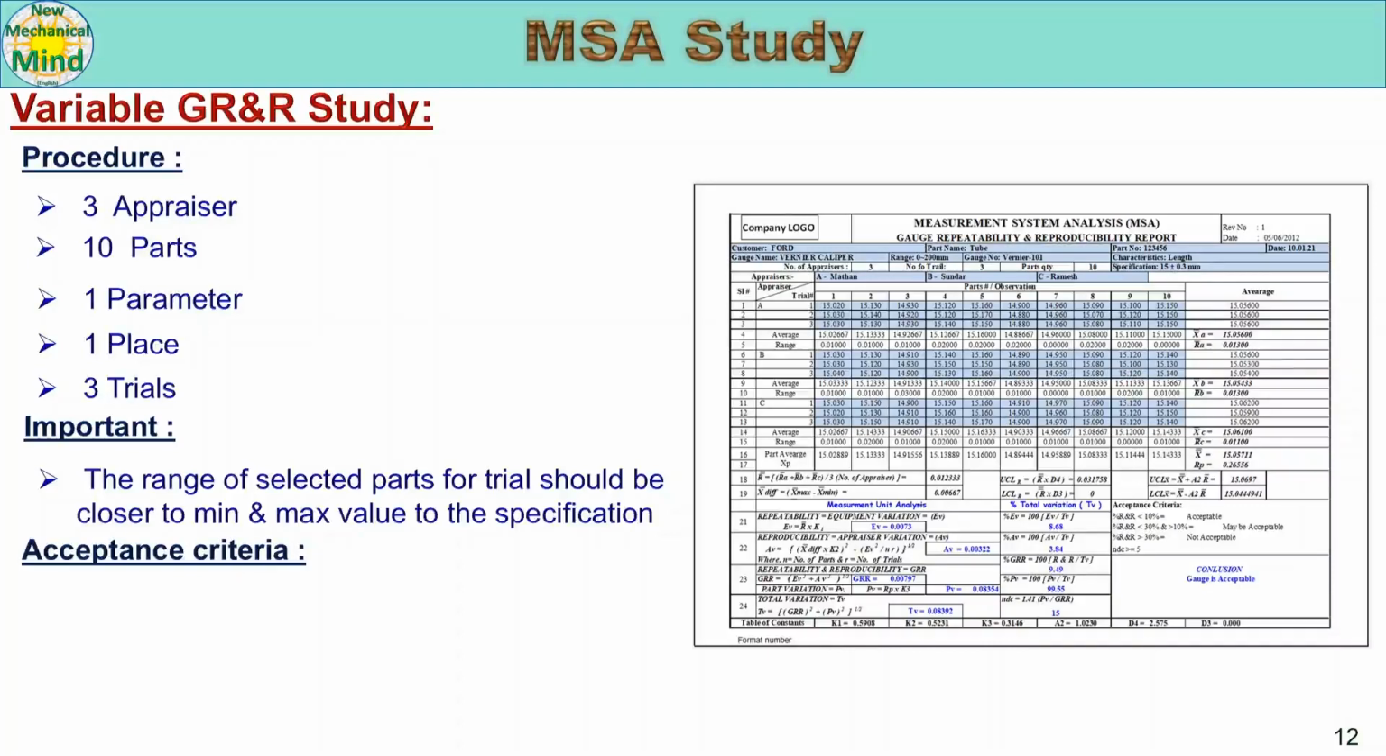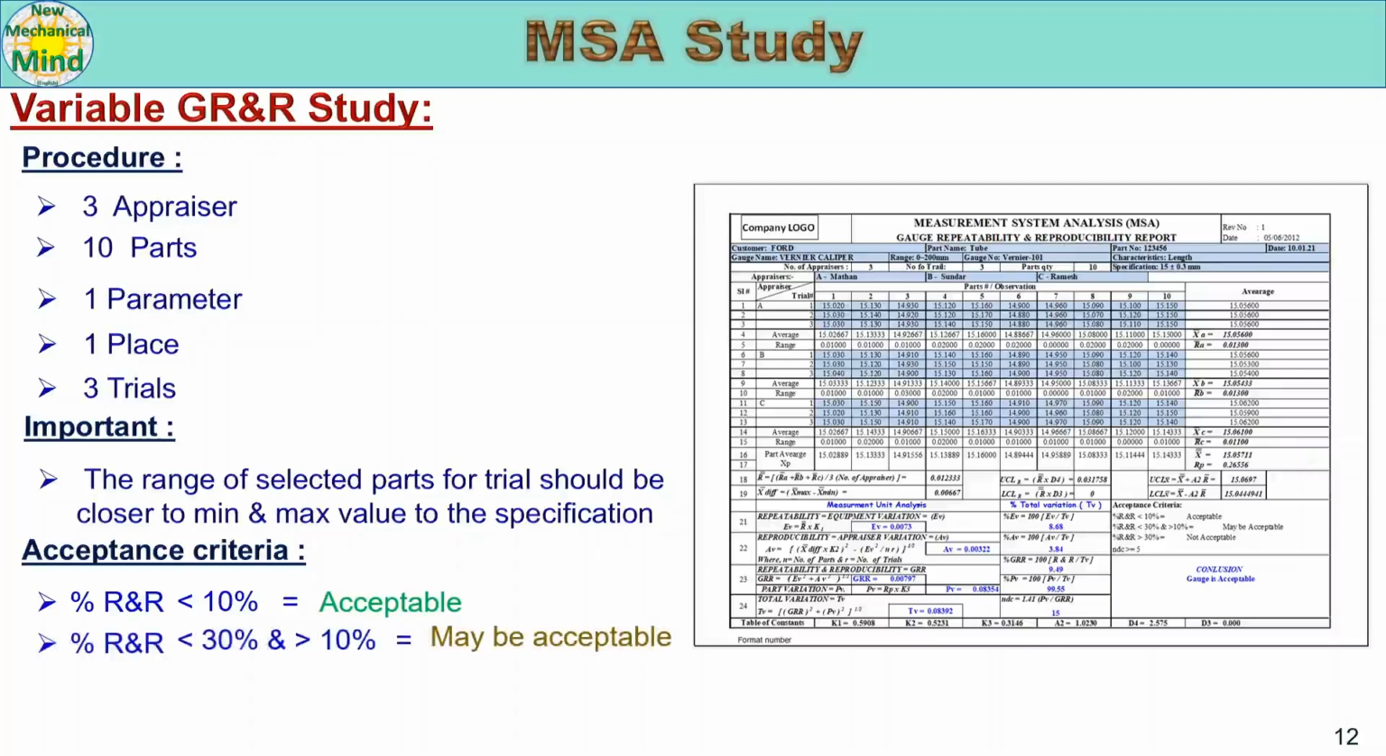Acceptance criteria for variable GR&R study. If the R&R value is coming lesser than 10%, it is acceptable. If the R&R value is coming greater than 10% and lesser than 30%, it may be acceptable based on the requirement. If the R&R percentage is coming more than 30%, then it is not acceptable. And the NDC value should come greater than or equal to 5. These are all the acceptance criteria for variable GR&R study.